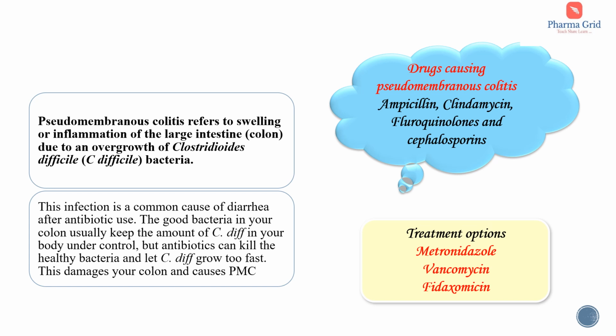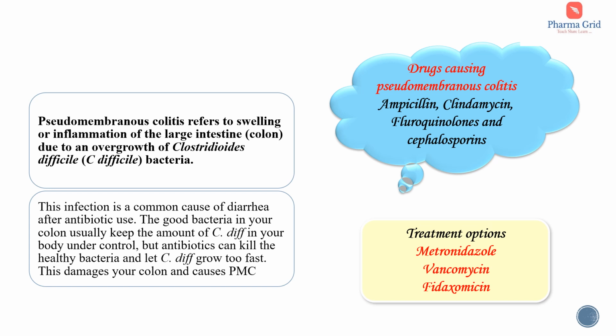Pseudomembranous colitis refers to swelling or inflammation of the large intestine, that is the colon, due to an overgrowth of Clostridium difficile bacteria. Then how does this infection occur? This infection is a common cause of diarrhea after antibiotic use. The good bacteria in your colon usually keep the amount of Clostridium difficile in your body under control. But antibiotics can kill the healthy bacteria and let Clostridium difficile grow too fast. So this will damage your colon and cause pseudomembranous colitis. Drugs causing pseudomembranous colitis include ampicillin, clindamycin, fluoroquinolones and cephalosporins.